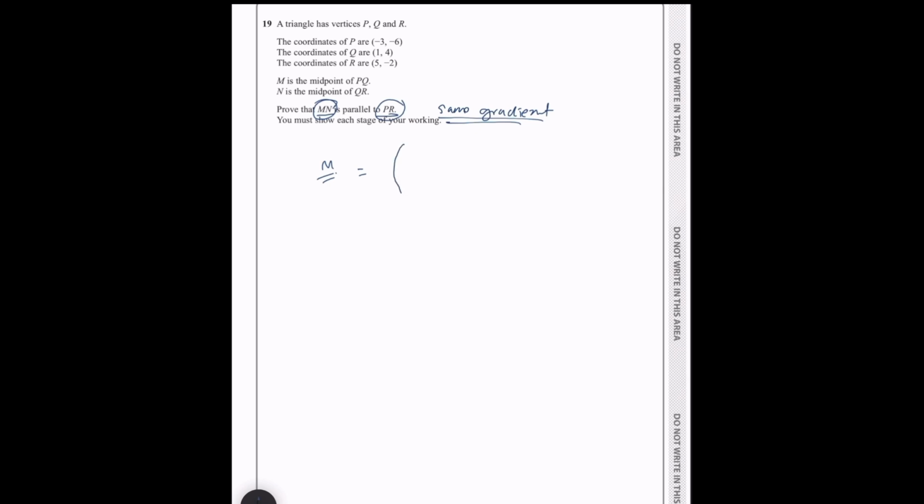So to find the coordinates of a midpoint, you have to add the 2 points together and divide them by 2. So let's start off by adding the two x coordinates between P and Q. So there we're going to be adding 1 and -3, dividing it by 2. For the y coordinates, we're going to be adding 4 and -6, and again dividing it by 2. So this will let us get the coordinates of M, which will be (-1, -1).